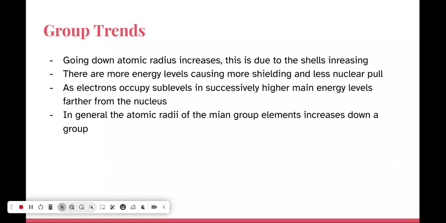Next, for group trends, as you go down, the atomic radius increases. So from the top, period 1, all the way down to period 7, you are going to get bigger. And this is because the shells are increasing. There are more energy levels causing more shielding and less nuclear pull. As electrons occupy sublevels in successively higher main energy levels farther from the nucleus, in general, the atomic radii of the main group elements increase down the group.